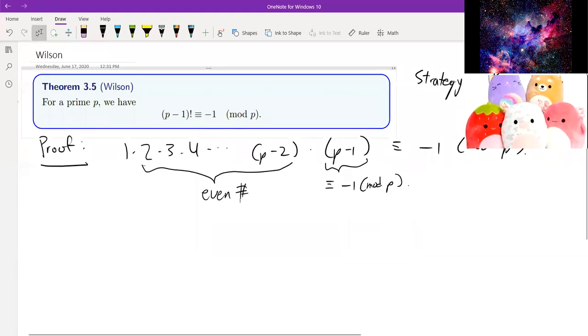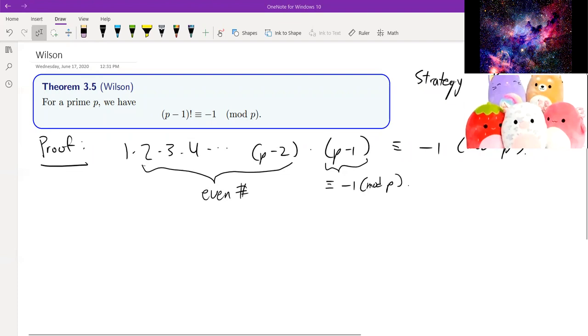So in this case, maybe there's an inverse here. Maybe we can find inverses of some number here, like 2 should have an inverse somewhere. And if we can prove that, we can pair all of these to be congruent to 1 mod p. And so all we're left with is a -1 mod p. So that would prove our theorem.